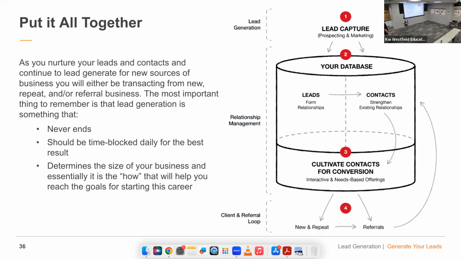It should be time blocked daily for the best result. Again, it's the idea that consistency over time compounds. It determines the size of your business and is essentially the how that will help you reach your goals for starting this career. It determines the size of your business because your database literally is your business. So the size and scale of your database equates to your income potential and your impact potential, based on the people in your database.